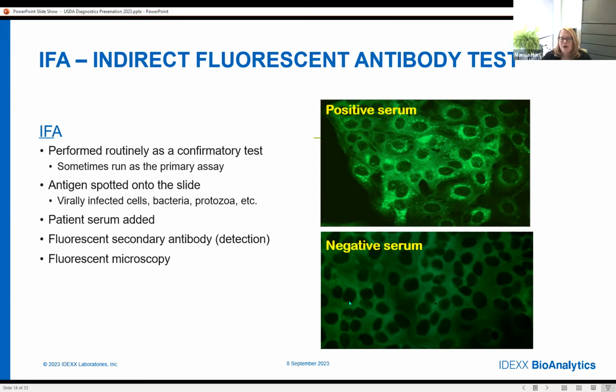So what you can see here are a bunch of cells. Here are nuclei and the cytoplasm. And you can see that there's a little bit of fluorescent background activity, but there's nothing that's nice and bright and has a structure to it.